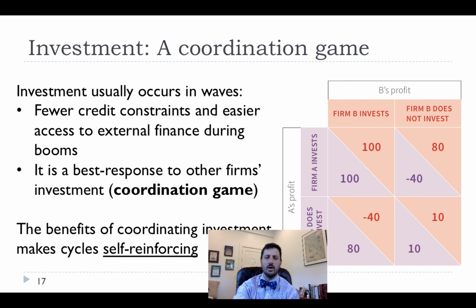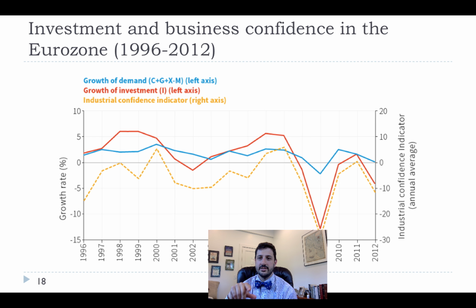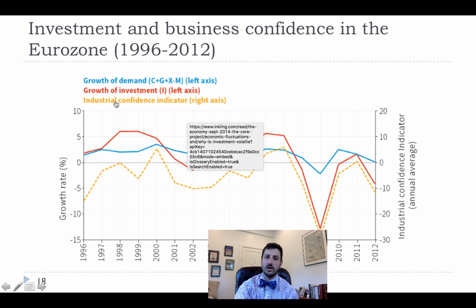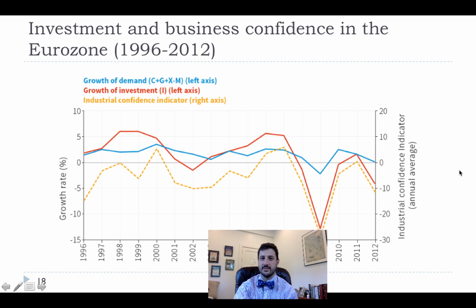So if we look at the European situation in the last recession, the growth of investment here is in red on the left-hand axis, and it has fallen steeply. It fell steeply during the recession, and even more so than the growth of demand, which is the C plus G plus X minus M. And industrial confidence, the idea of how confident businesses are, fell along with it. Firms were like, no, I don't see a lot of demand. I don't want to invest. I'm nervous about the economy. And then it recovered to some extent, but then it fell again. And Europe has been, it took Europe longer sort of to recover from this last recession than the United States.